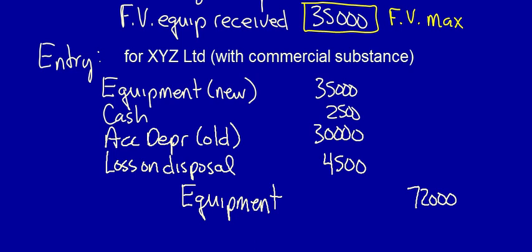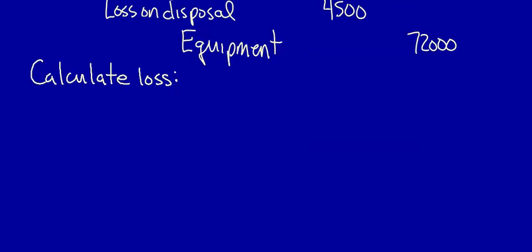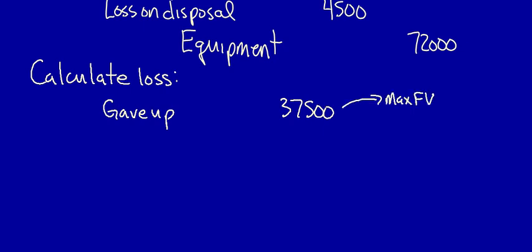Can we calculate this loss? And the answer is yes, we can. First, we take the value given up, $37,500. But wait a minute, here we are again. We recorded it in our entry at $35,000. Why am I writing down $37,500? Because this is made up of the maximum fair value of $35,000 plus the cash we received of $2,500, $37,500.